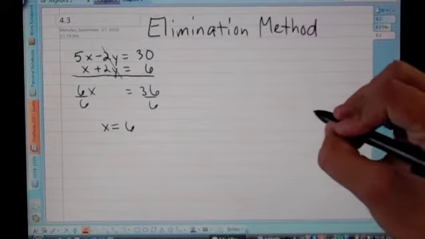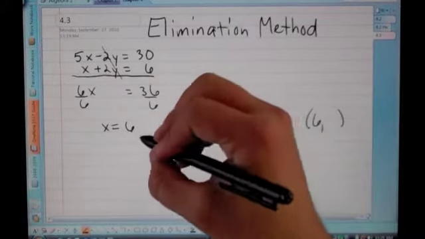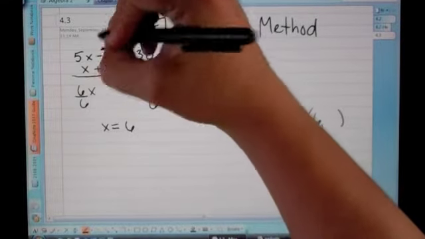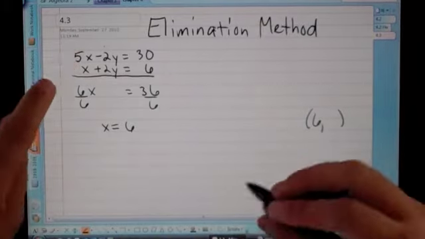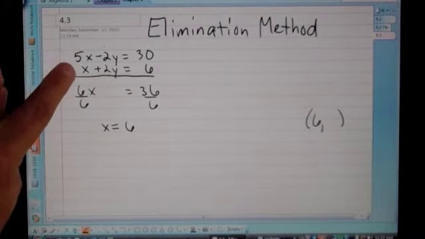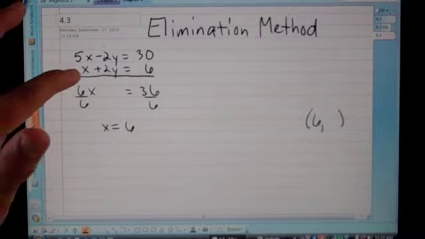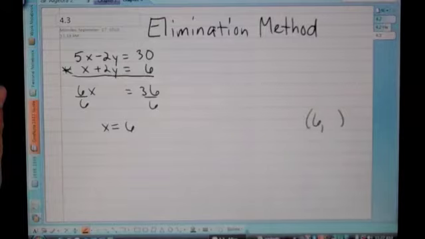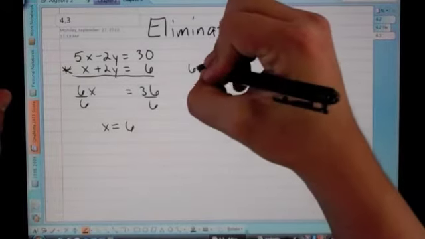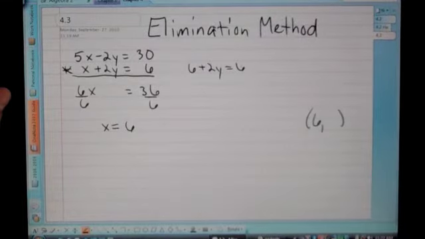So again, I'm going to put over here our x coordinate. Now we need to find our y coordinate. So here's where we have to choose which equation we want to plug the 6 back into. You can choose either equation, so I'm just going to use the one that has smaller numbers to make it easier. So I'm going to use this equation right here. So I'm going to say 6 plus 2y is equal to 6, because I like to use the smaller numbers.